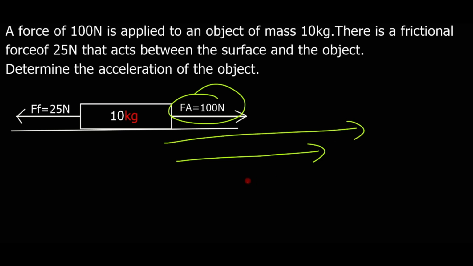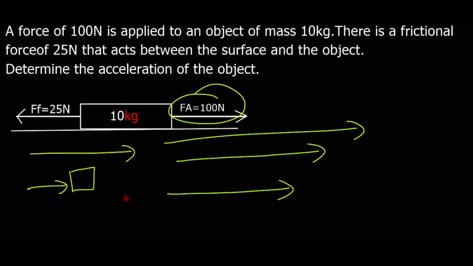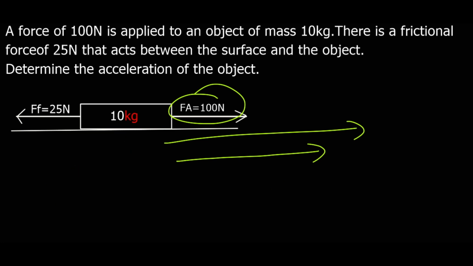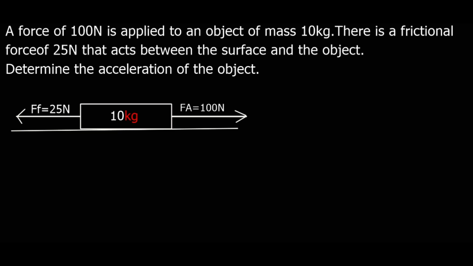This object moves in this direction based on Newton's second law. Newton's second law says that if we apply a force on an object, that object is going to accelerate in the same direction as the applied force. It really makes sense. If we push an object to the right, the object moves to the right.